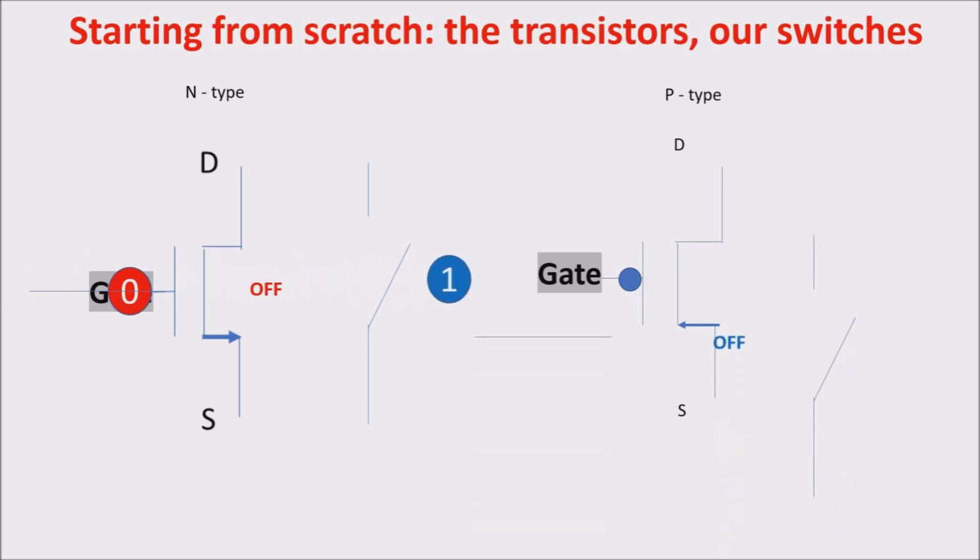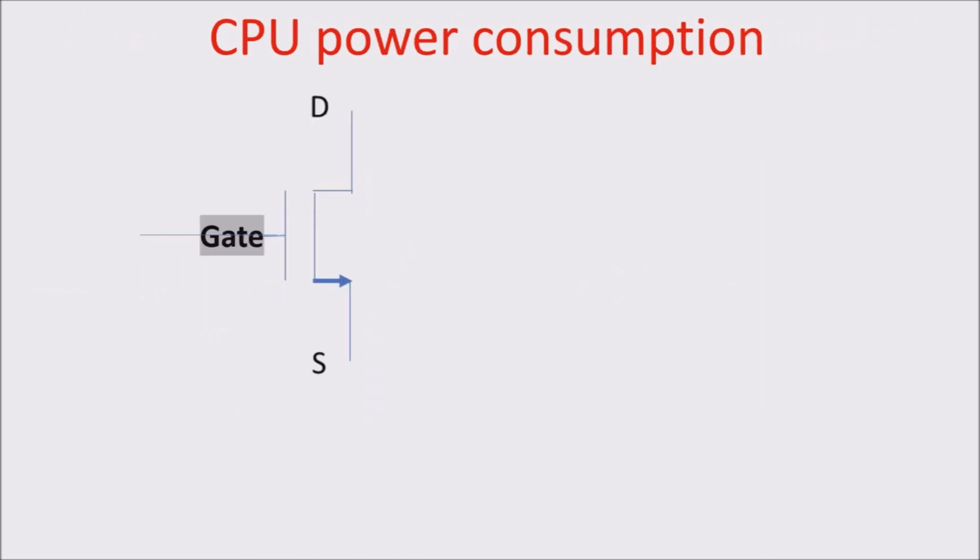It is off if I apply 1 and it is on if I apply 0. Summarizing, our transistors are switches that we can very fast turn on and off and that are very small. So basically what happens inside the CPU is that continuously some voltages are applied on the gate of some transistors, and this makes a current or an electric charge flow through the transistors to lead to some other transistors.